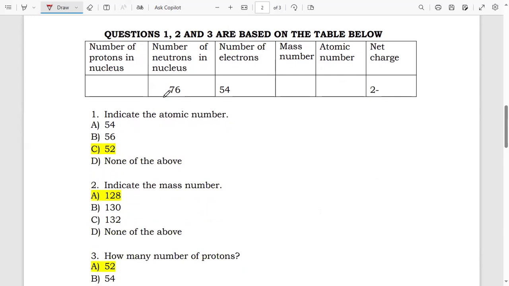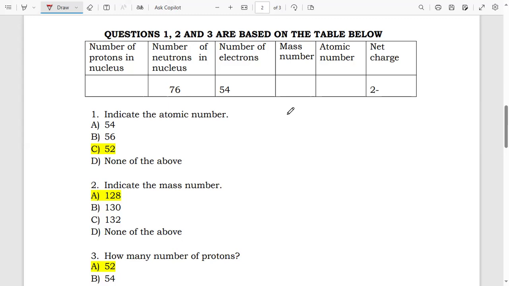In the table, we can see the number of protons, the number of neutrons, the number of electrons, the mass number, the atomic number, and at the end the net charge. The first question says indicate the atomic number, meaning we have to find this number here. And we said the atomic number is the same as the number of protons. So the number we put here should be the same as the number we put here. Let's fill in this table and then we can answer these questions.